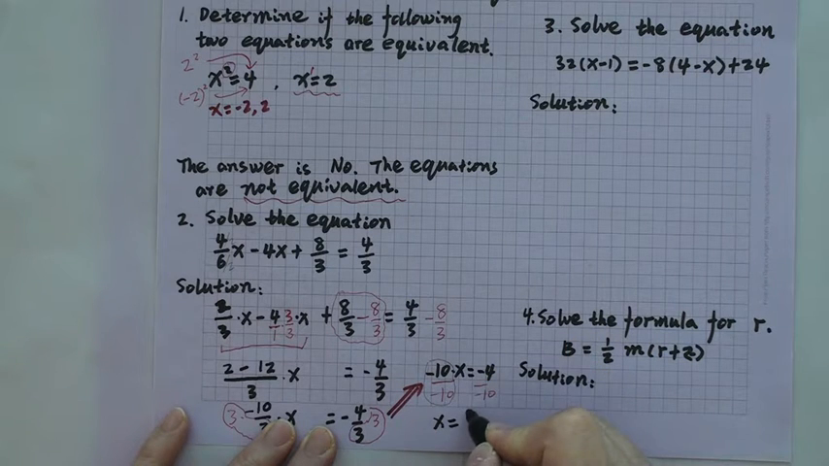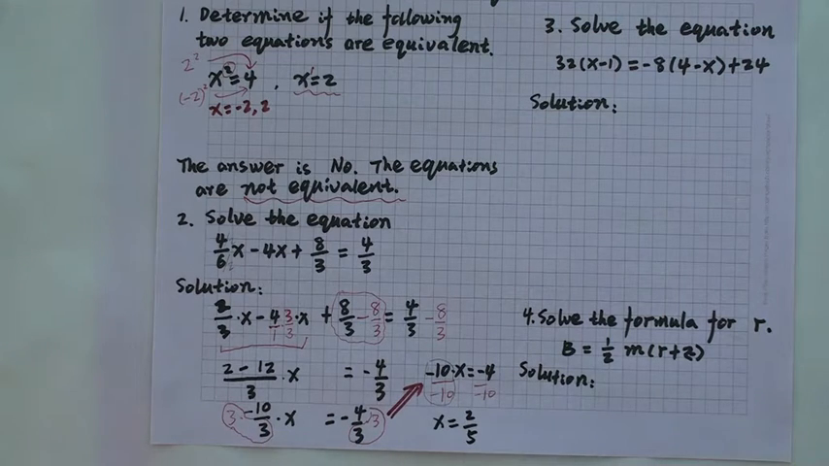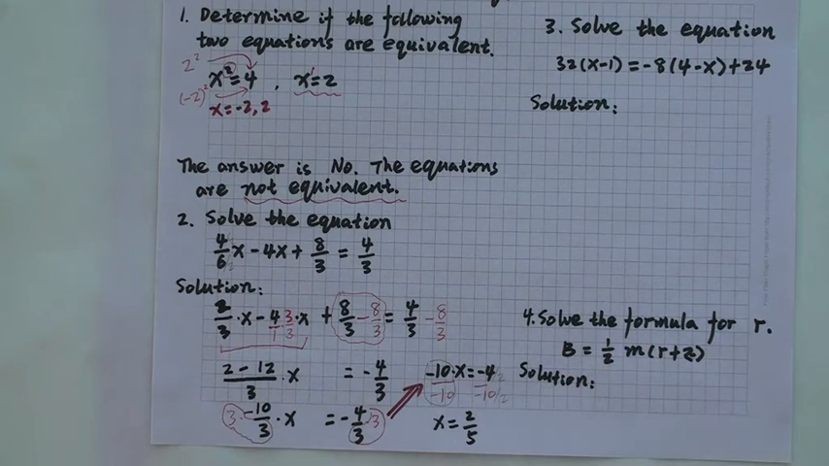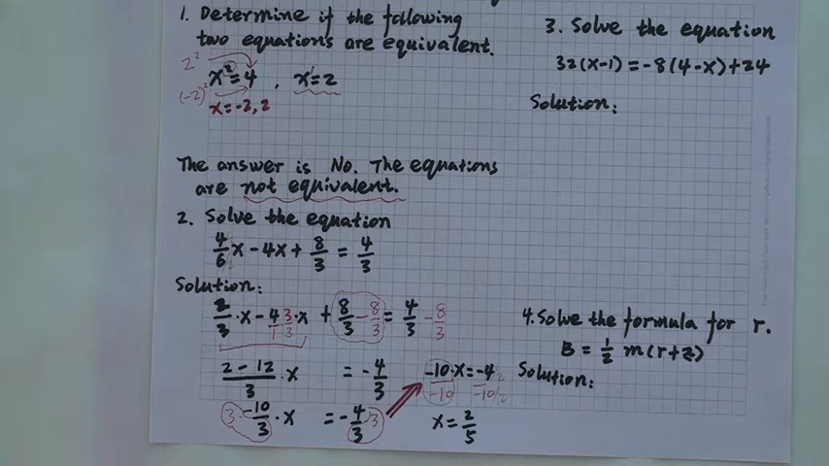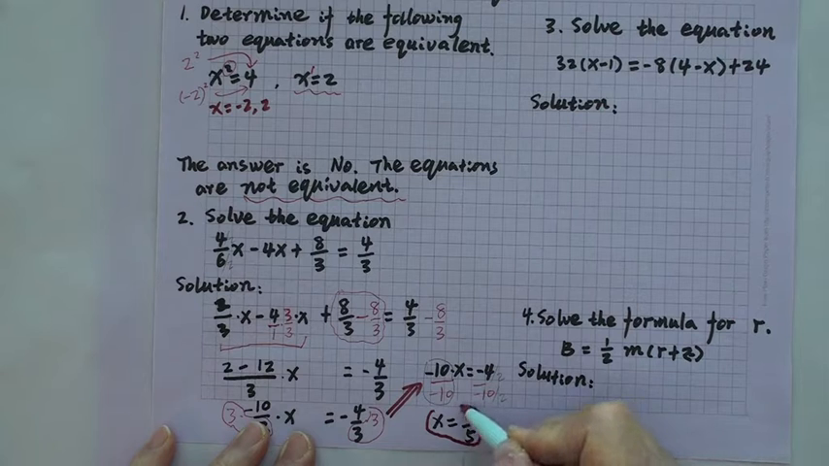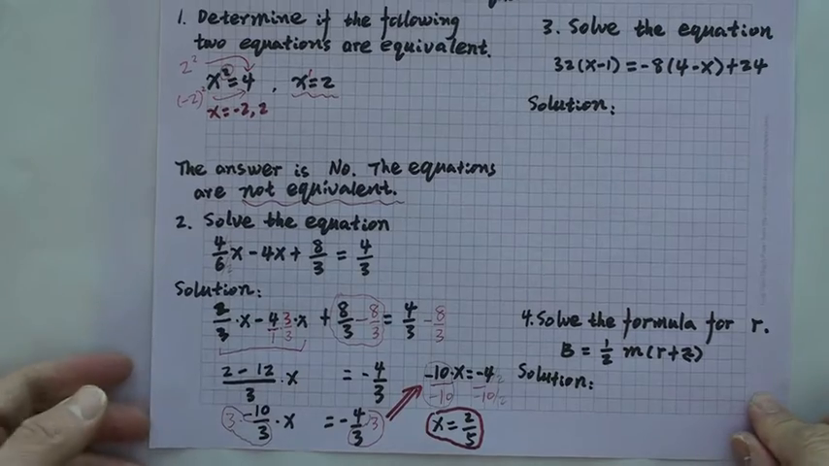4/10 can be reduced to 2/5. Again, the reason is divided by 2 and divided by 2: 4 divided by 2 is 2, and 10 divided by 2 is 5. So the final solution for this one is x equals 2/5. Now, look at question 3.